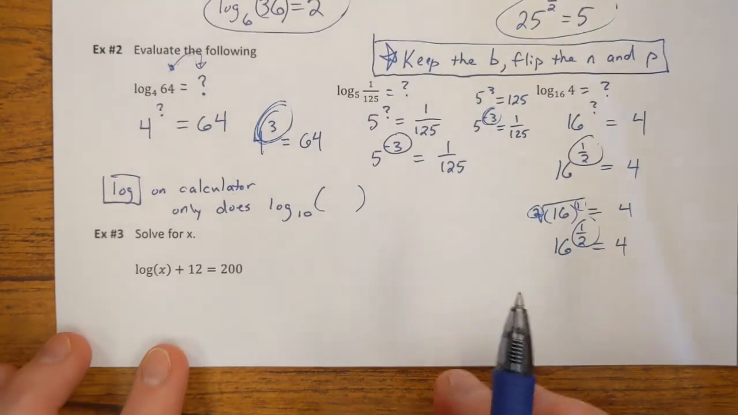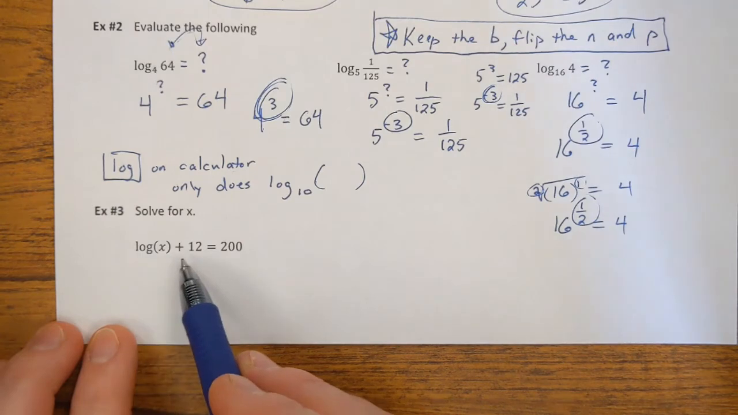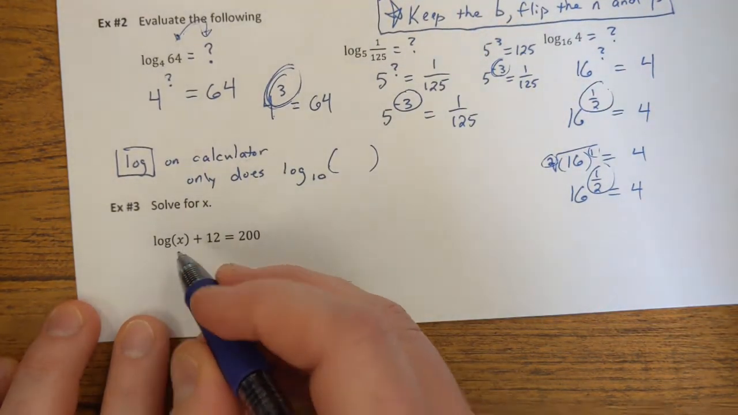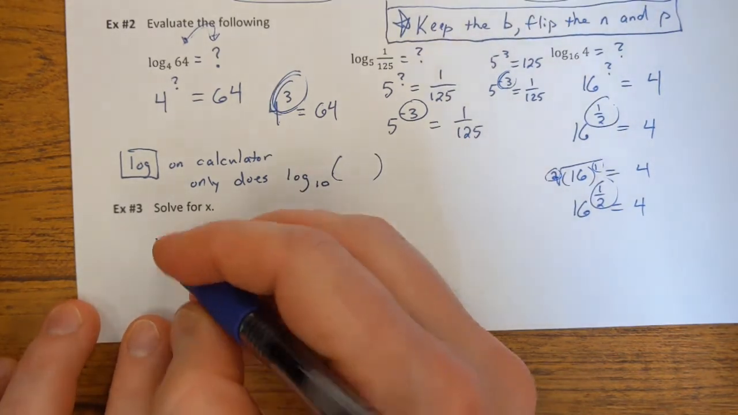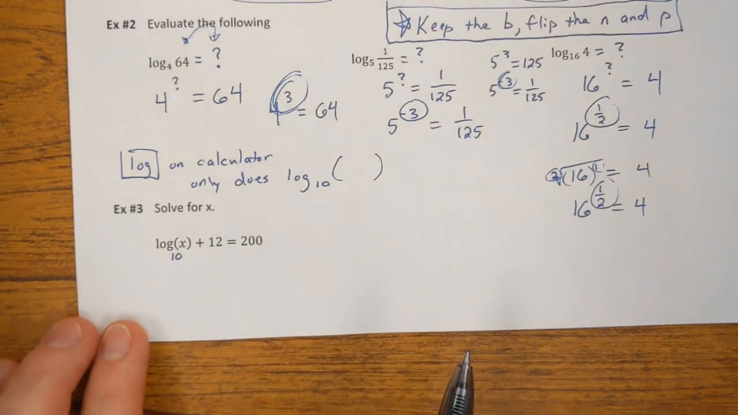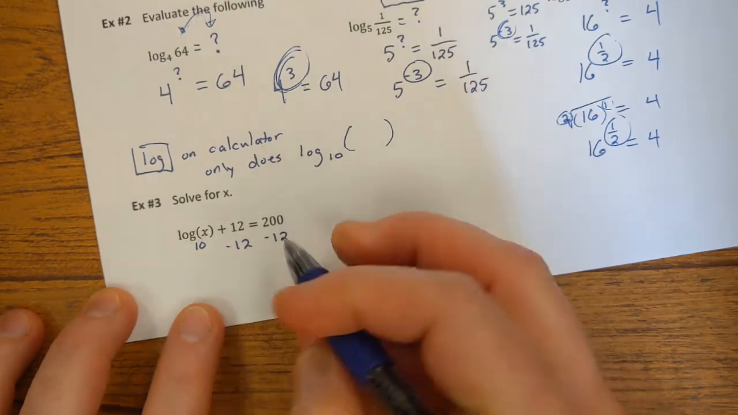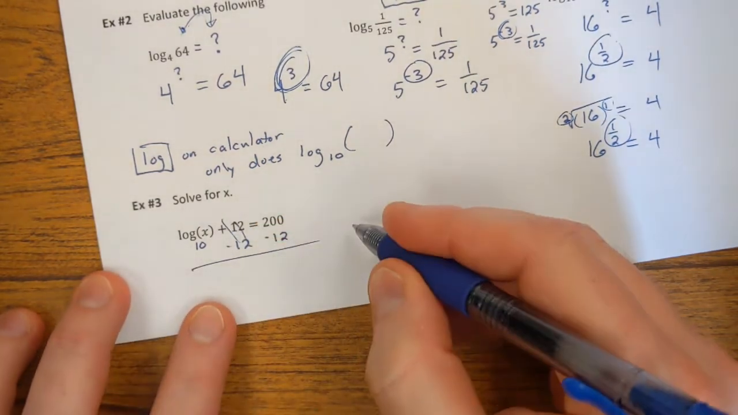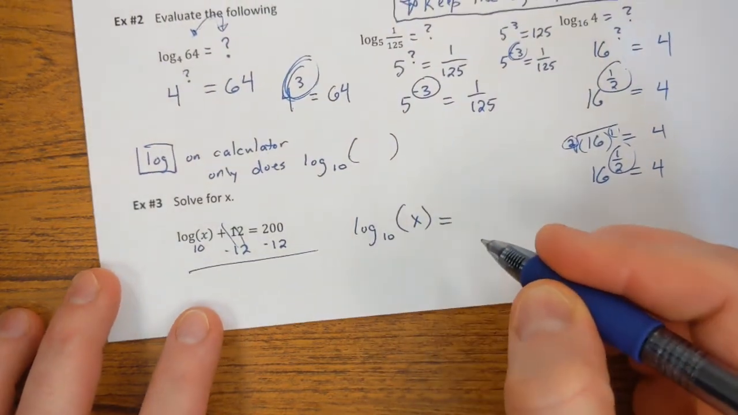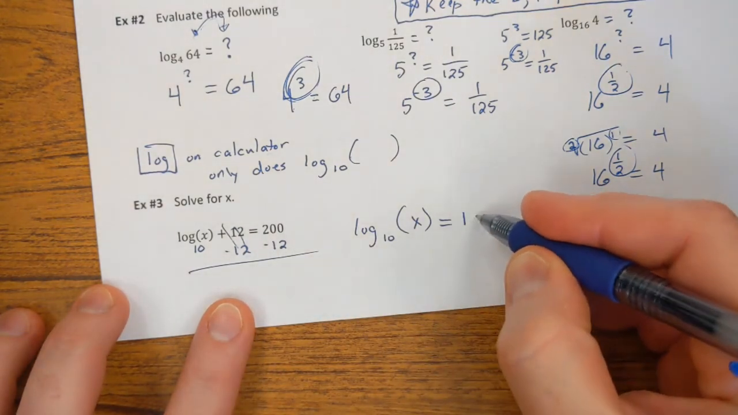All right, last example before we call it a day. Solve for x. Log of x plus 12 equals 200. Right off the bat, you're going to notice there's no base number here. This is just log of x. Remember, if there's no base number, you have to put in a base number of 10. So first thing we're going to do, we're going to subtract 12 from both sides in this problem. I'm going to write log base 10 of x is equal to 200 minus 12, which is 188.